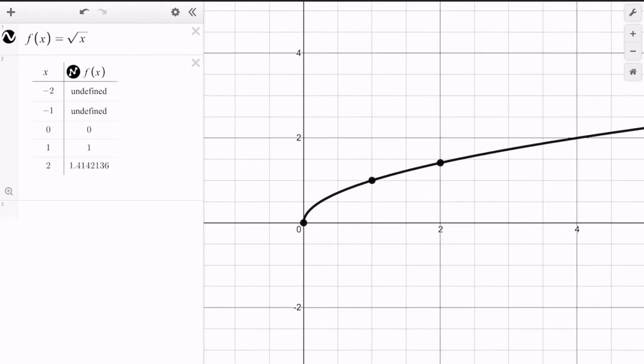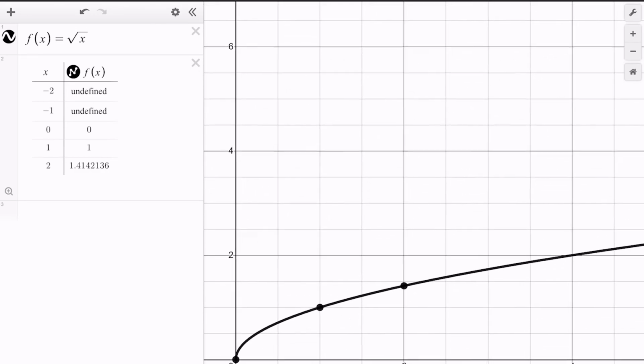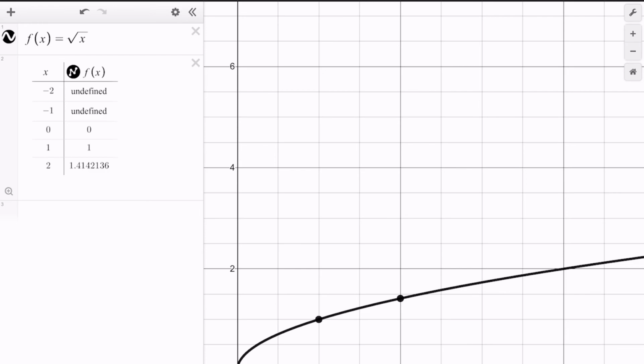And unlike the quadratic function or the absolute value function, this function, the domain is only defined for values greater than or equal to 0. And the range is similarly defined for values greater than or equal to 0 as well, because you can see that it's only in the top right hand quadrant for which this function makes sense.